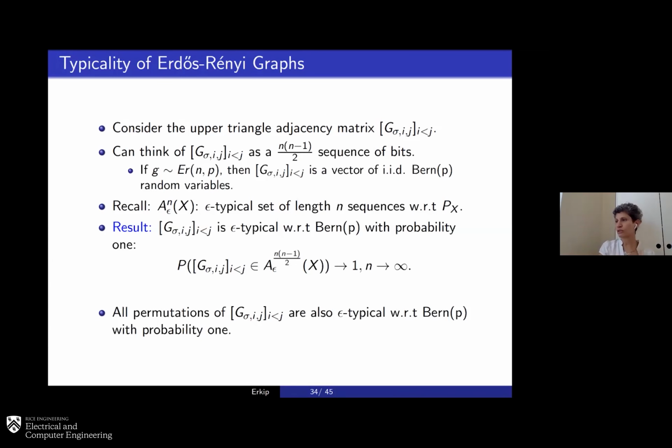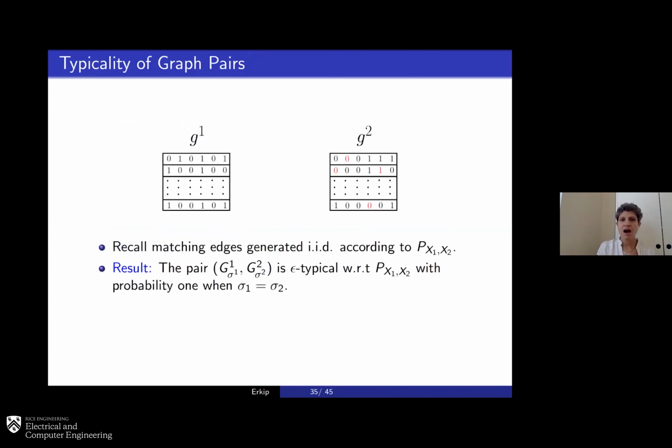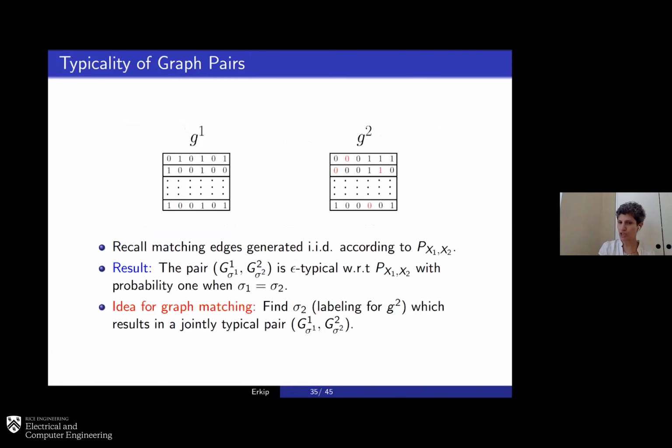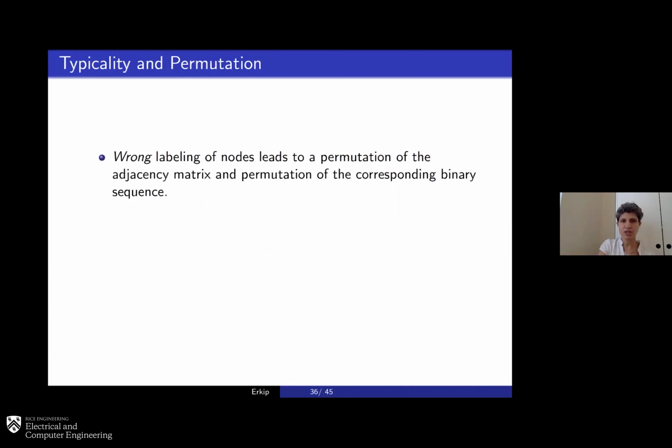And we know exactly what looking alike means given a certain level of correlation. Okay. Our goal again would be to look at the adjacency matrices of graph 1 and graph 2 and figure out a labeling for graph 2. Kind of just move around the rows and the columns until G1 and G2 are typical. They look like they've come from the same distribution. And that's going to be what we're going to do for graph matching. Okay, so we're going to find the labeling on G2 such that it looks like G1.